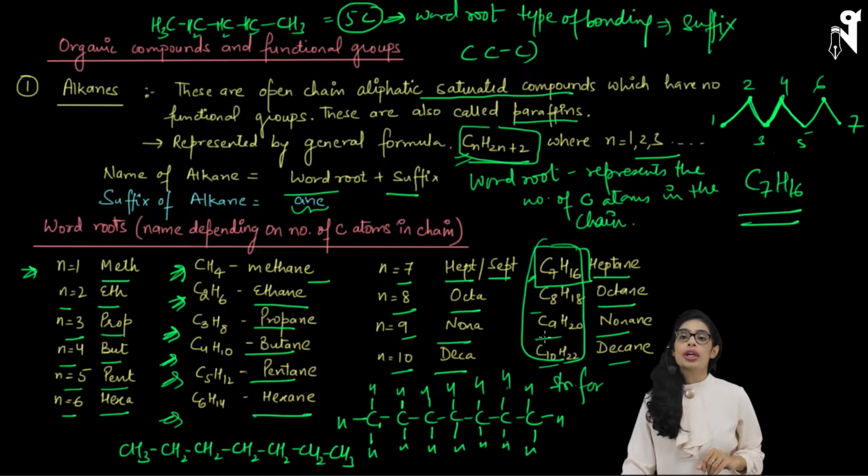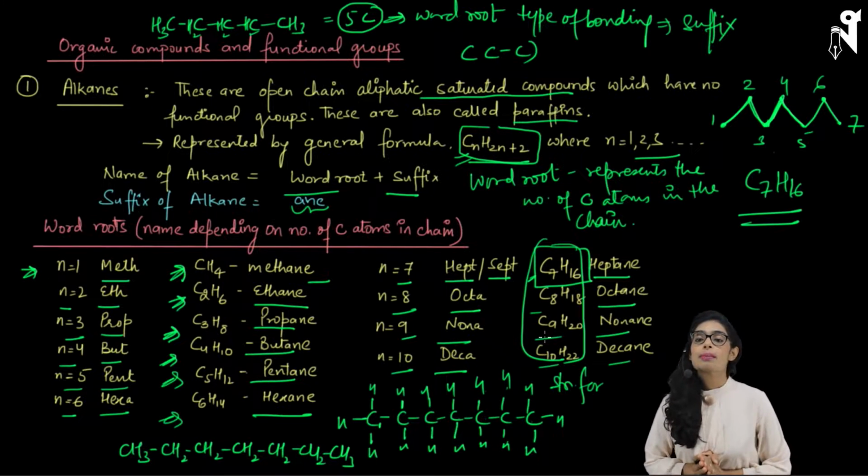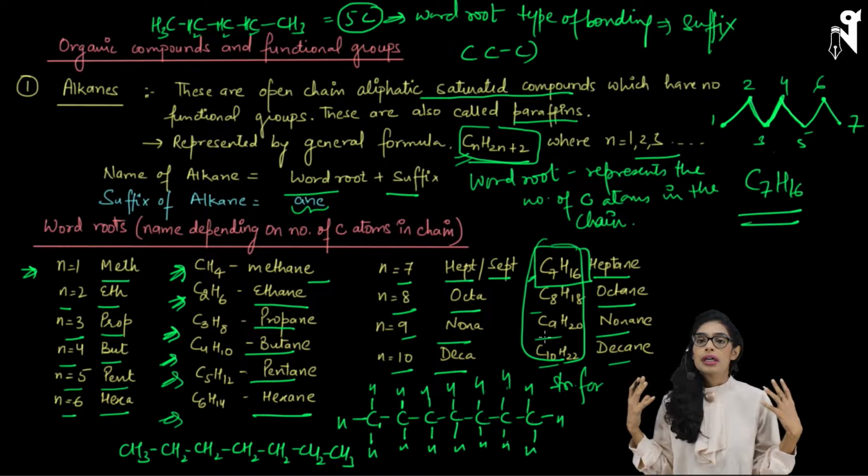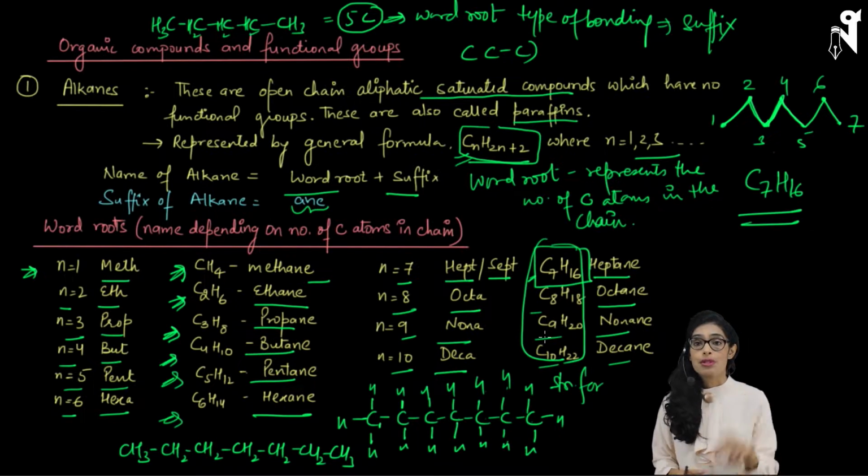So a 7 carbon chain with all the carbons linked through single bonds, and the name of the alkane will be heptane, because the word root is hept and the suffix is ane, which represents the bonding. Hept represents 7 carbons present in the chain, and ane represents the kind of bonding that exists in the carbon chain. So that's how the generic naming of alkanes is done.